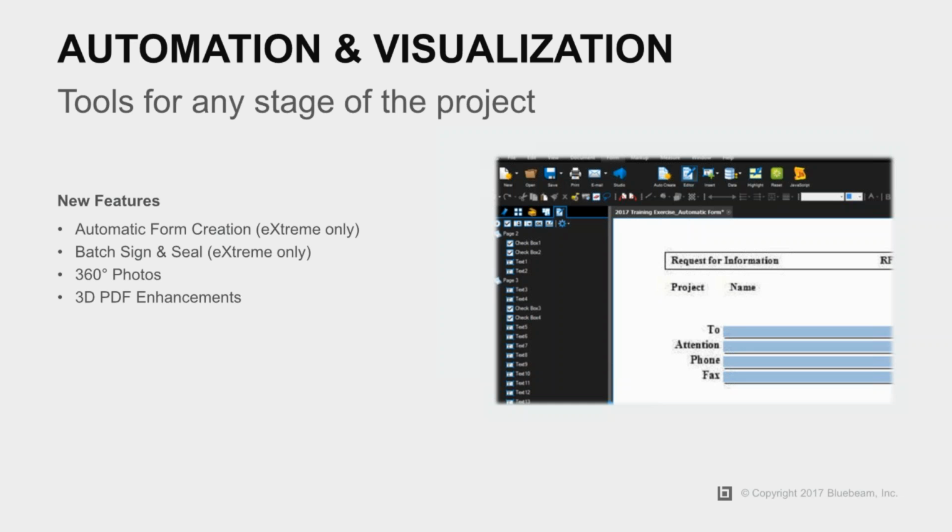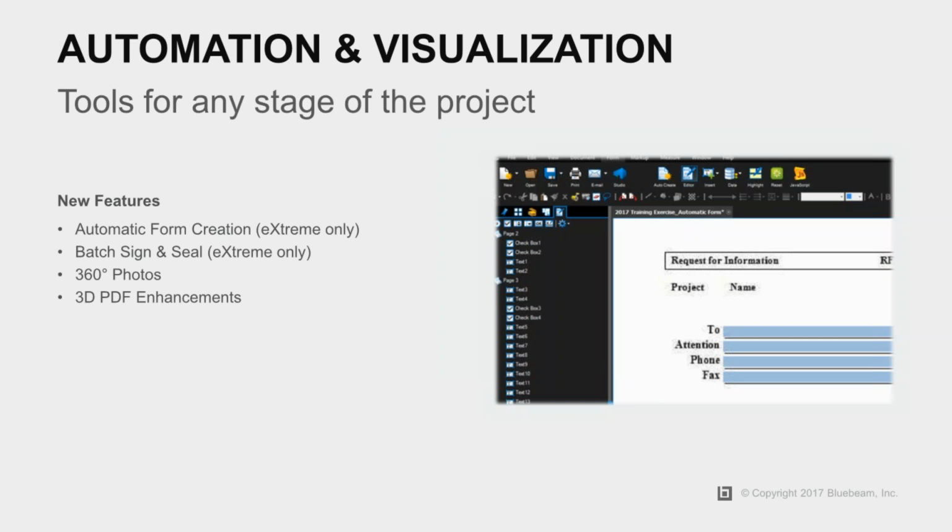360-degree photos. So in the last couple of releases, we expanded our functionality, being able to embed images and video within a PDF. Now we've branched out even further into 360-degree photos. So for folks that are out on the job site and want to take a 360-degree photo and be able to stick it right on your PDF and embed it in there, you can do so now.